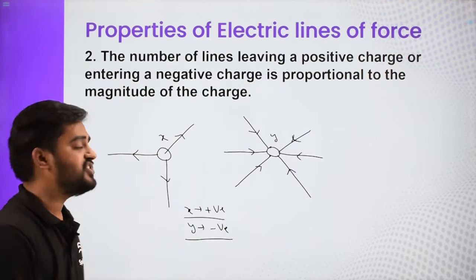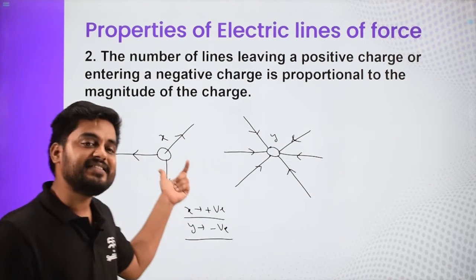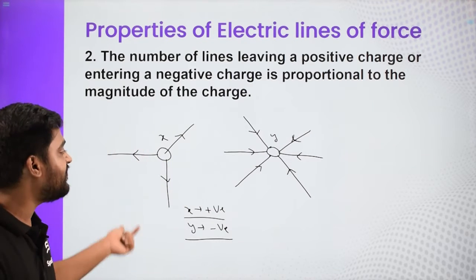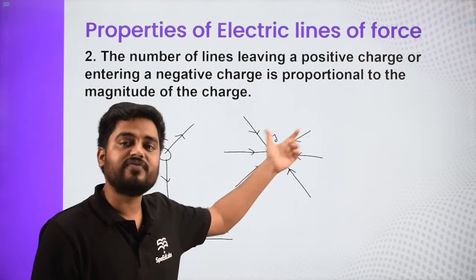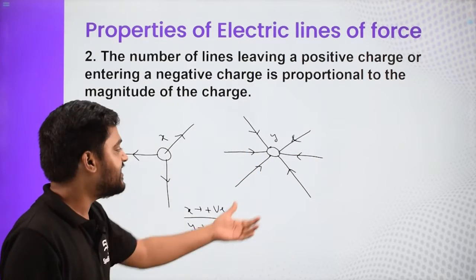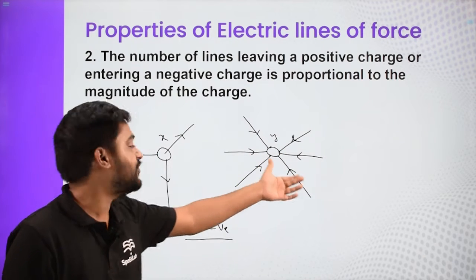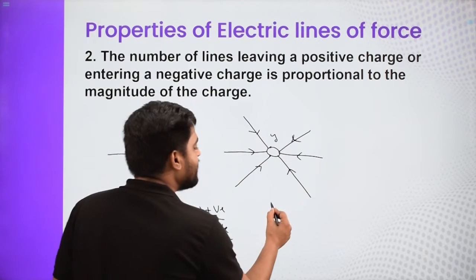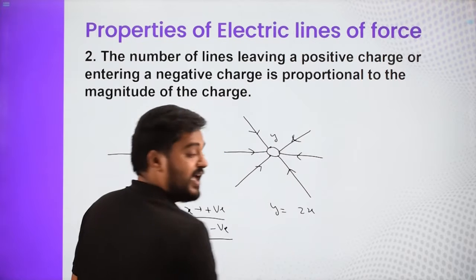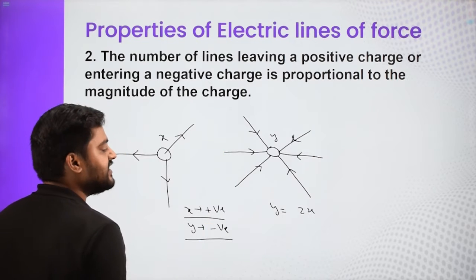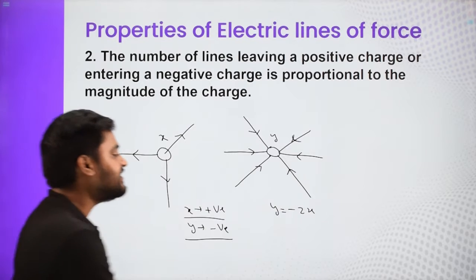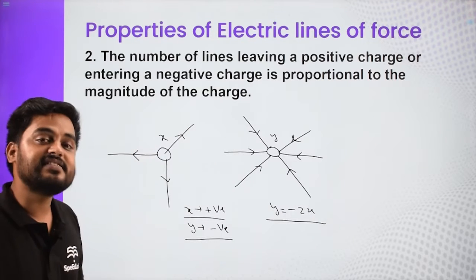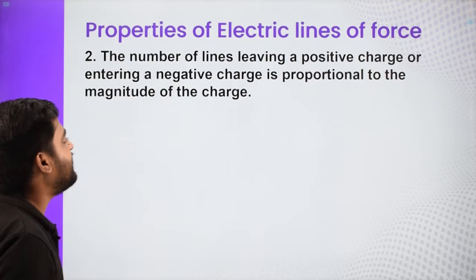And what is the relationship? It is not compulsory that you draw 3 lines, but if there are 3 lines for a particular charge and 6 lines for another charge, then the charge Y has to be twice the charge X. So Y is twice X in magnitude, and one is positive, one is negative. X is positive, so Y is negative twice X. This is how you can relate them. This is the second property of electric field lines.